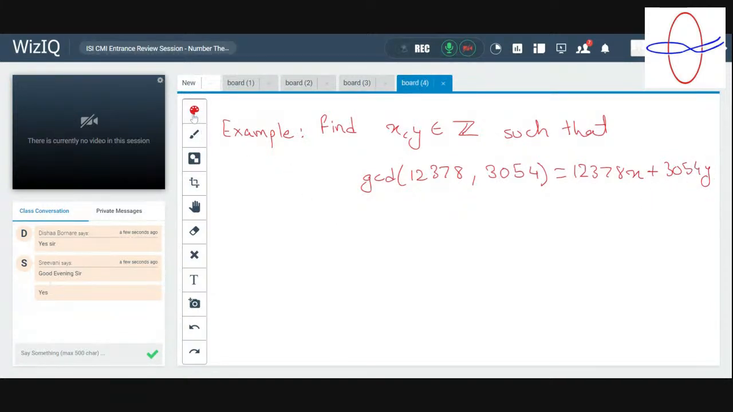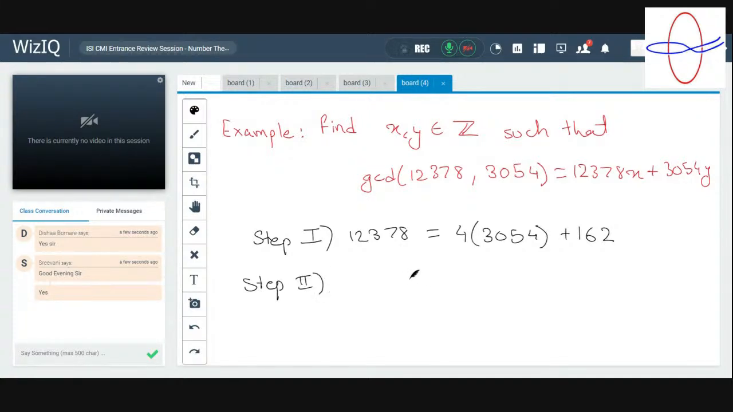Okay, so first I need to find the GCD, of course. So to do that, I start with step 1. And I write that 12378 is equal to 4 times 3054 plus 162. I have already done these calculations, of course, so that's why I can be so quick at this. I'm not a human calculator or anything. Step 2, you then write that 3054 is actually 18 times 162 plus 138.